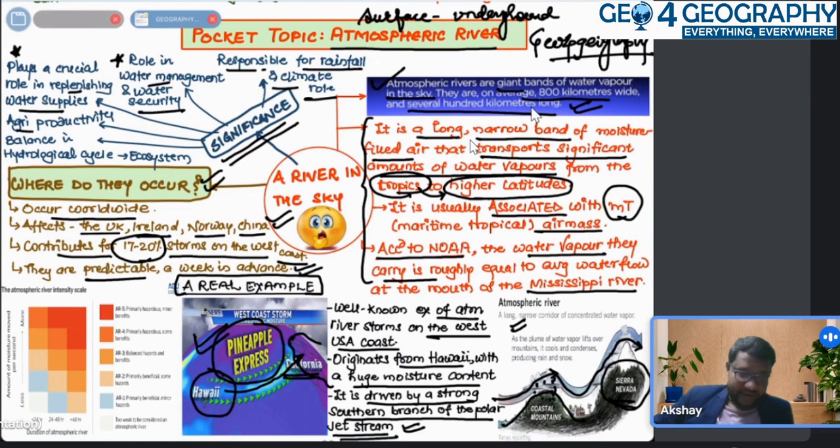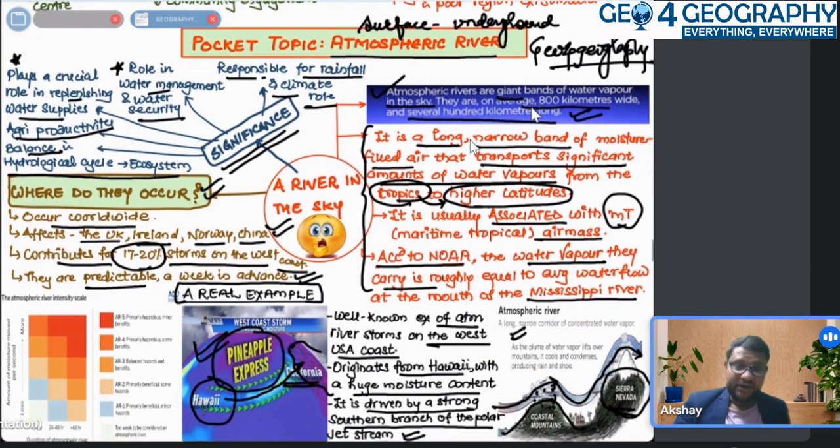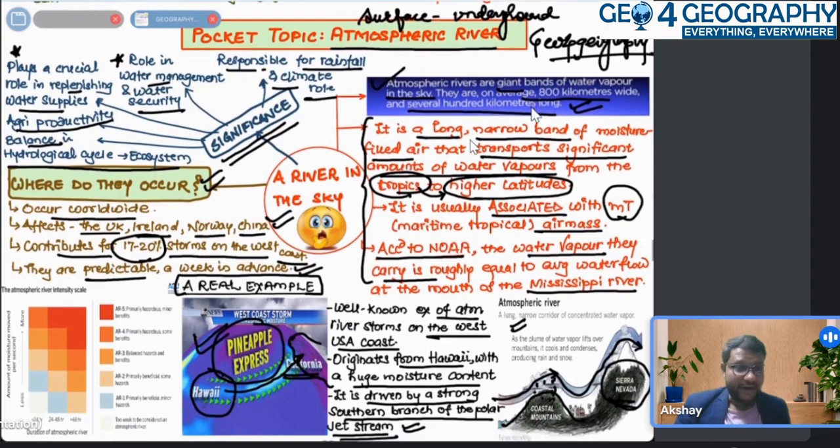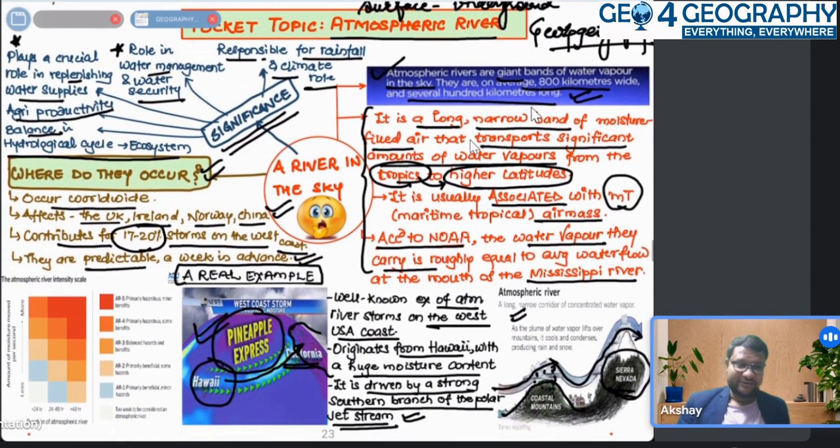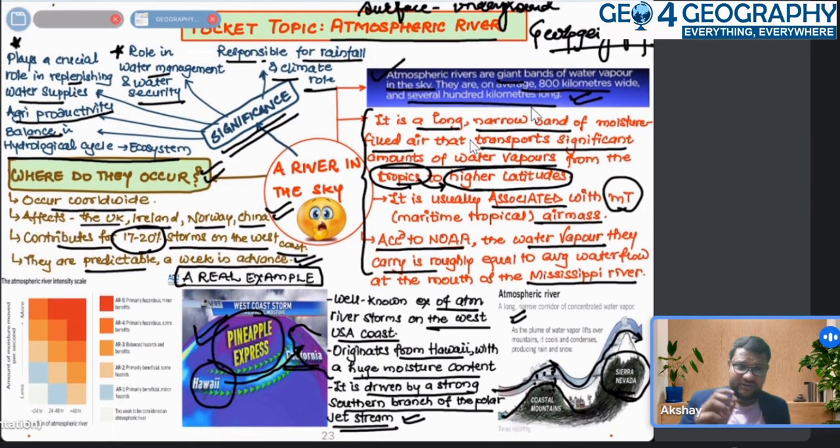Agriculture productivity is indirectly, or possibly directly as well, dependent on the presence of the atmospheric river. And then it is equally responsible for hydrological balance and ecosystem balance. So these are the significance of this one unique river in our overall atmosphere, the atmospheric river. I hope you understand this concept. Now a quick revision of this concept.